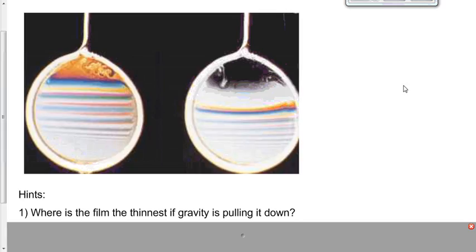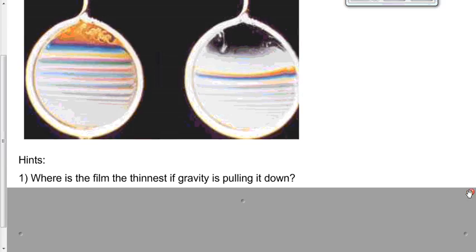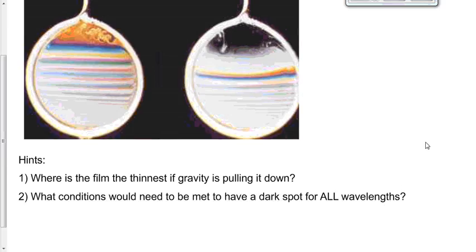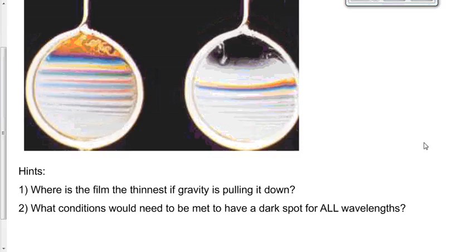All right, and you're back. So the second and last hint for you: what conditions would we have to have in order for a dark spot to occur for all wavelengths? So those are my hints. I'll let you think about it for a second. Again, pause it, come up with an answer, and come back when you've got one.